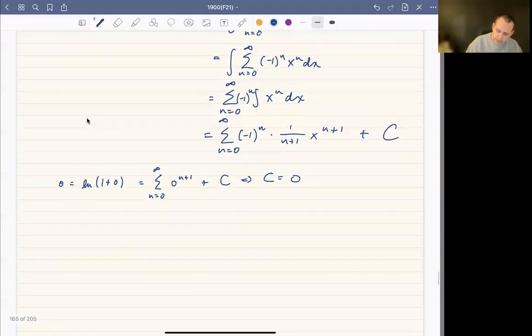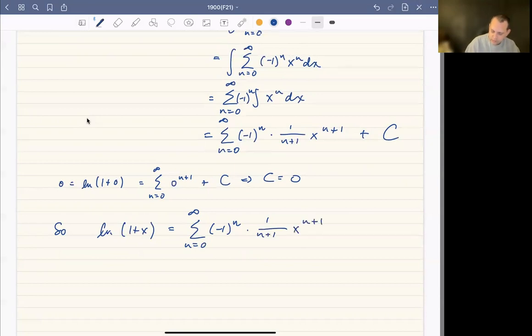So c is 0. And so what we just showed, in summary, is that the natural log of 1 plus x can be written as the series from n equals 0 to infinity of -1 to the n times 1 over n plus 1, x to the n plus 1. And this is valid if and only if the absolute value of x is less than 1. Okay, so that's how we can write the natural log as a power series. The natural log of 1 plus x has this power series representation. This is going to be very useful for us.